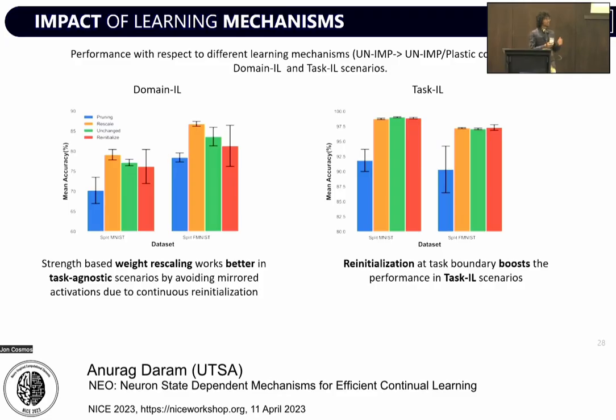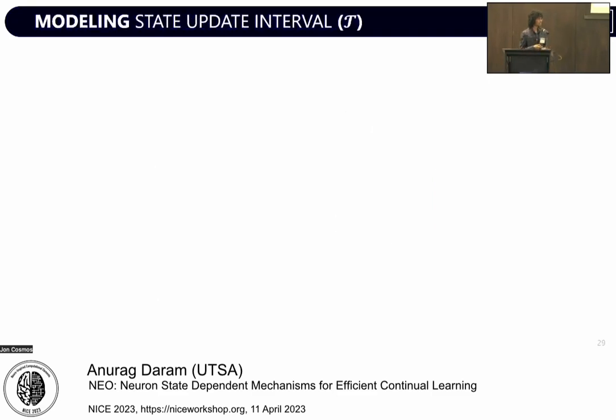Whereas with rescaling, wherein we are slowly upscaling those values, it allows the model to learn slowly and adjust its weights accordingly. In the task IL scenario, if you are reinitializing the weights at the task boundary, that is the best time to reinitialize. We are incorporating new plasticity, enabling the network to be more plastic while learning newer tasks. So that boosts the performance in the task IL scenario. This was one difference which was noted.